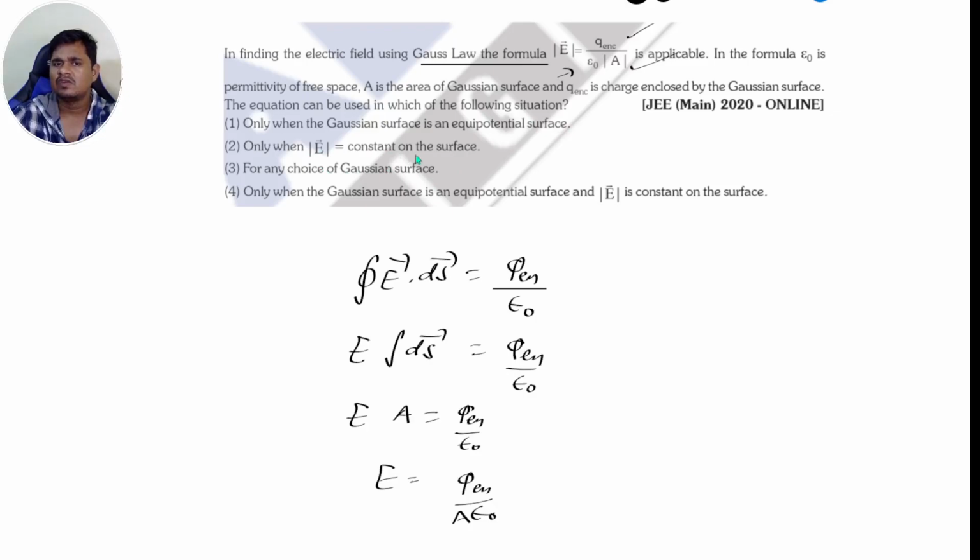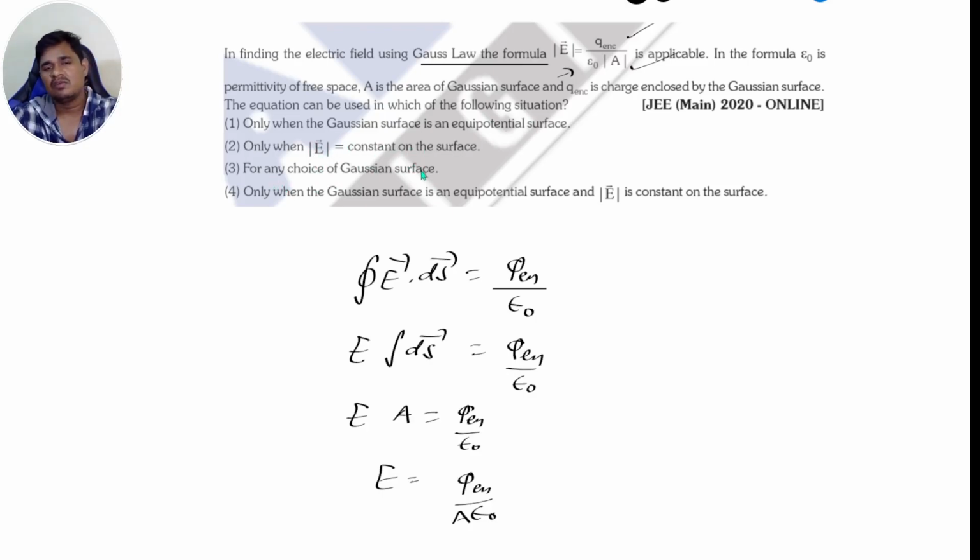Only when E is constant on the surface. So this option is saying E is constant on the surface. That is true. But again, one part is missing: in what manner is the electric field distributed? Is it at any angle theta, or theta equals 0, or theta is 90 degrees? So again, this is not a perfect statement, not a correct statement, only partially correct.